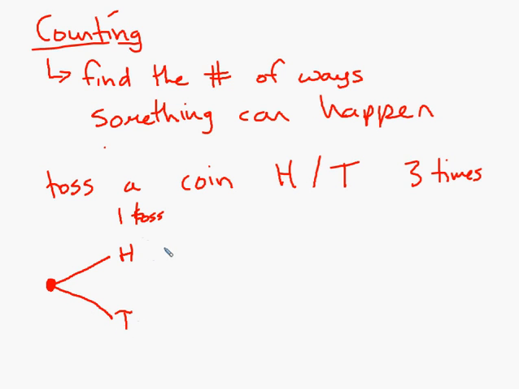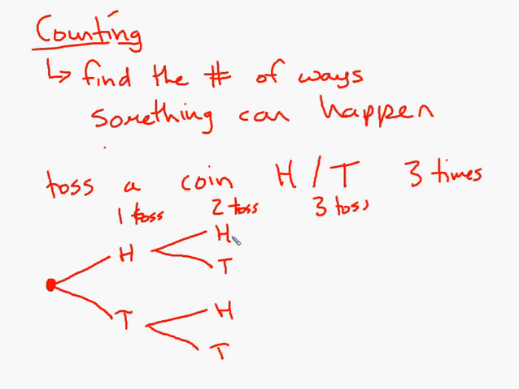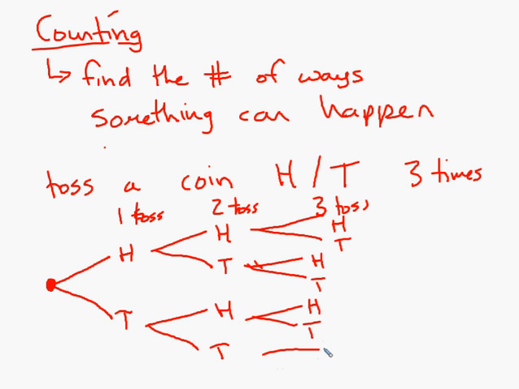And then after we toss the first time, we have the second toss. Well, maybe I had heads, and then I toss a second time, I could get heads or tails. But maybe on the first toss I got tails, and on the second toss I could get heads or tails. And then we have a third toss, and maybe I got heads, and then I get heads or tails. I'm just branching off for each of these, heads or tails, heads or tails, and then heads or tails.